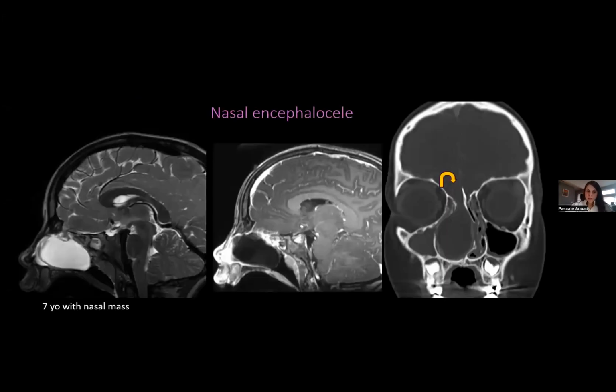This is an example of a 7-year-old who presented with a nasal mass. We have a sagittal T2 and post-contrast sagittal T1 weighted images, as well as a coronal CT scan. On the CT, we see a defect in the anterior base of the anterior cranial fossa at the level of the cribriform plate with widening of this region. On the MRI, we can appreciate a predominantly fluid-filled mass with some soft tissue component. And we can appreciate that there is contiguity of this soft tissue component with the intracranial content. So this represents gliotic brain parenchyma with associated herniation of the CSF and meninges, and it's compatible with a nasal cephalocele.